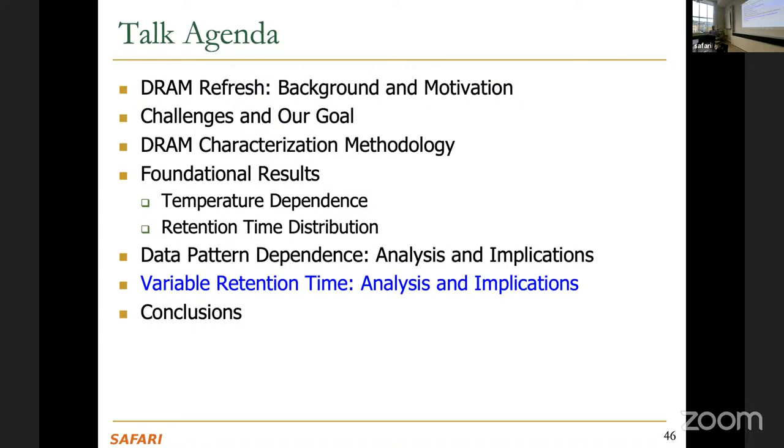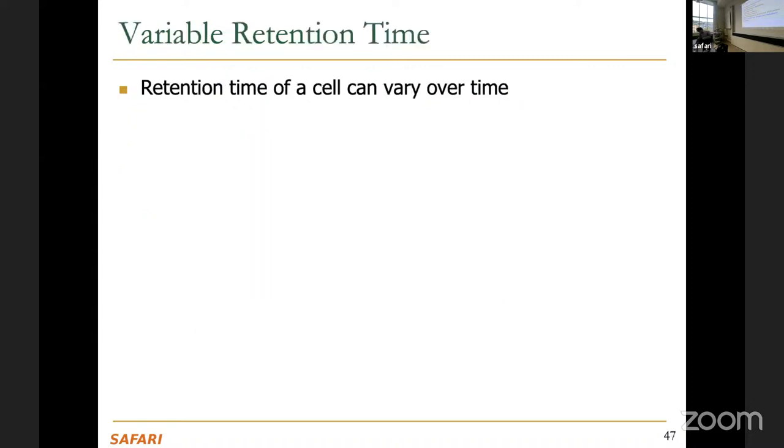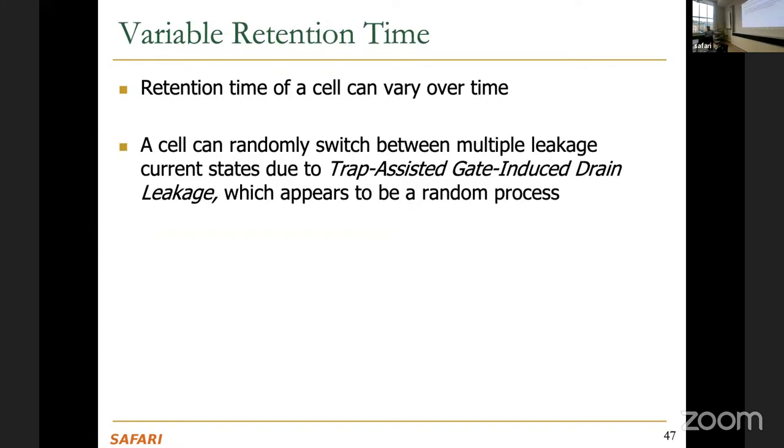Let's talk about the second effect, which is variable retention time. We're going to do some analysis on this. Remember that this was the phenomenon that the retention time of a cell can vary over time, because a cell can randomly switch between multiple leakage current states due to trap-assisted gate-induced drain leakage, which appears to be a random process.